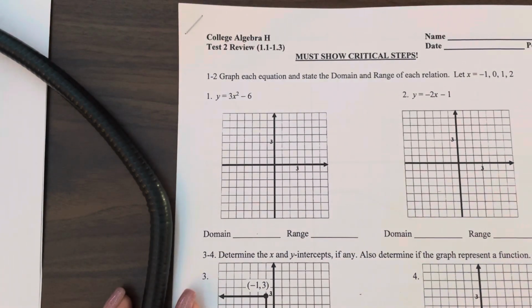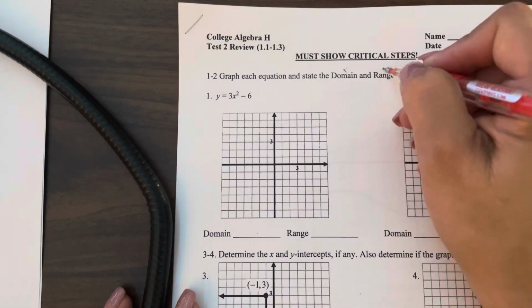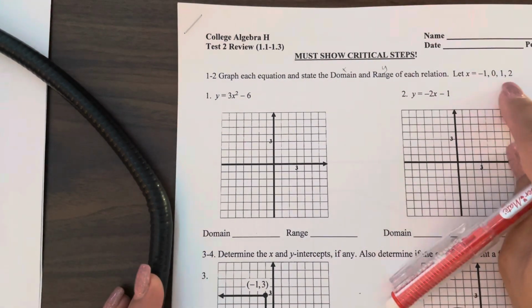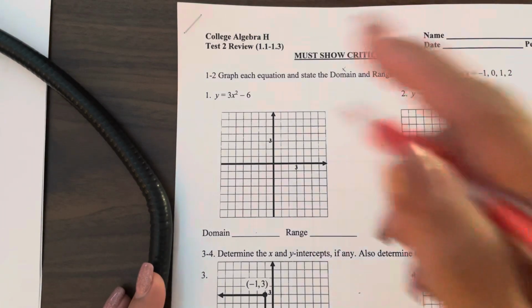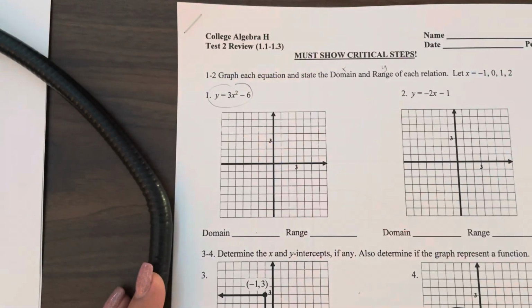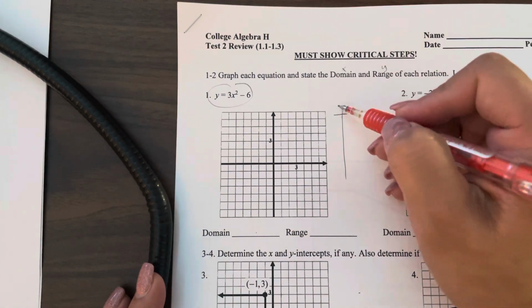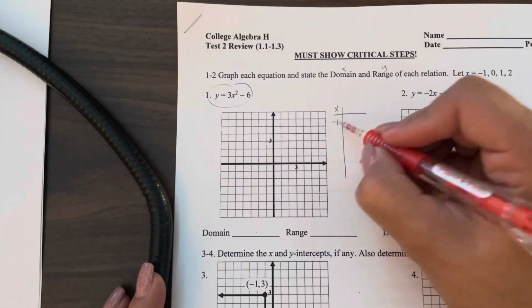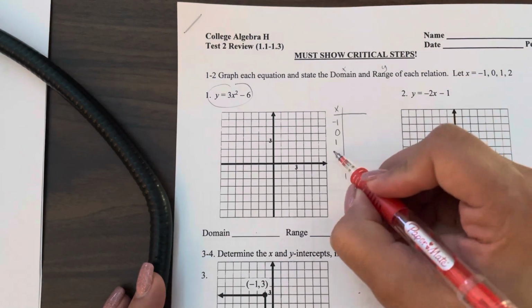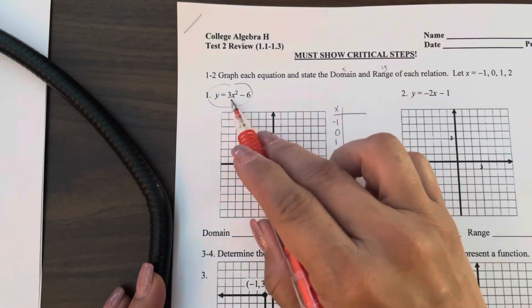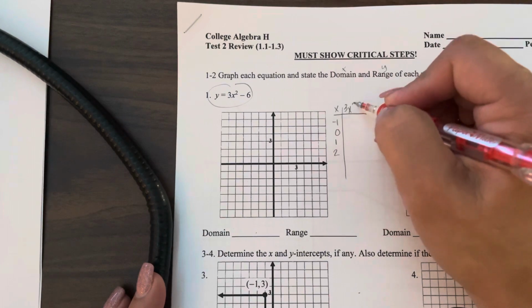Okay, the first one says graph each equation and state the domain and range of each equation. Domain is your x, range is your y. And they want us to use these points as a guide. We're still going to have to do the whole equation. That means the full set. So you can use your table and substitute those values, at least for now: -1, 0, 1, and 2. And you're going to use the expression 3x squared minus 6.